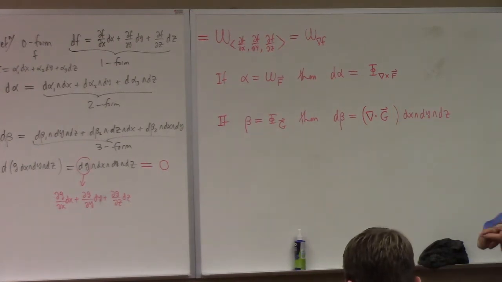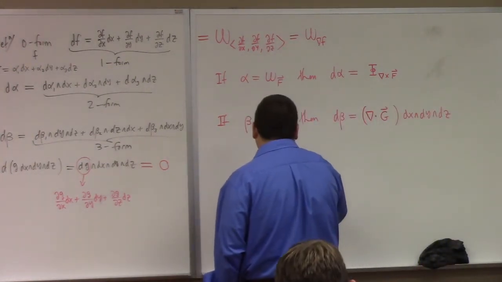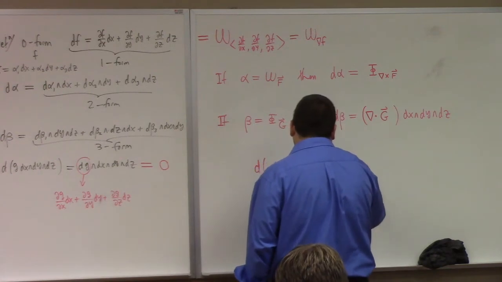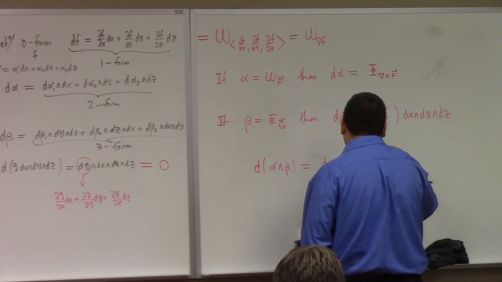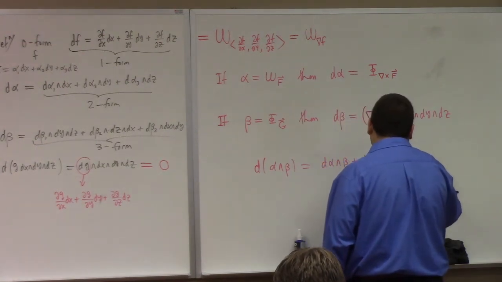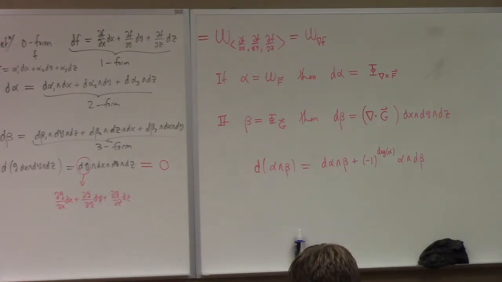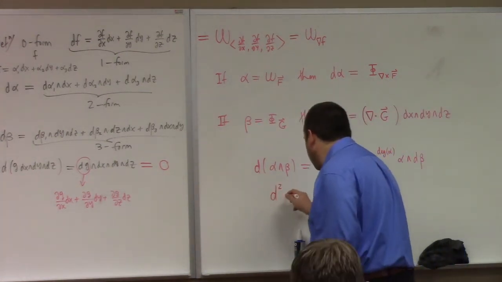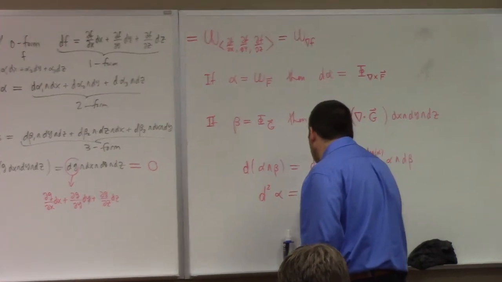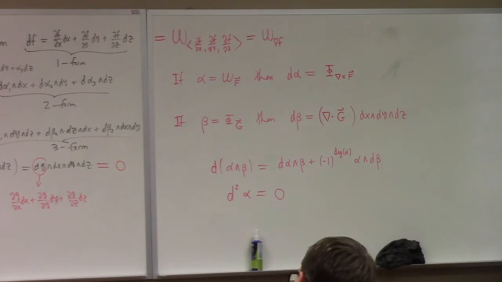And there are things that are generally true for the exterior derivative. Like if you take the exterior derivative of a wedge product, it's d alpha wedge beta plus minus 1 to the degree of alpha, alpha wedge d beta. This is an identity that we'll prove some other day. And there's something else. d squared acting on alpha is equal to 0. So if you take the exterior derivative 2 times, it's all over. That's it.